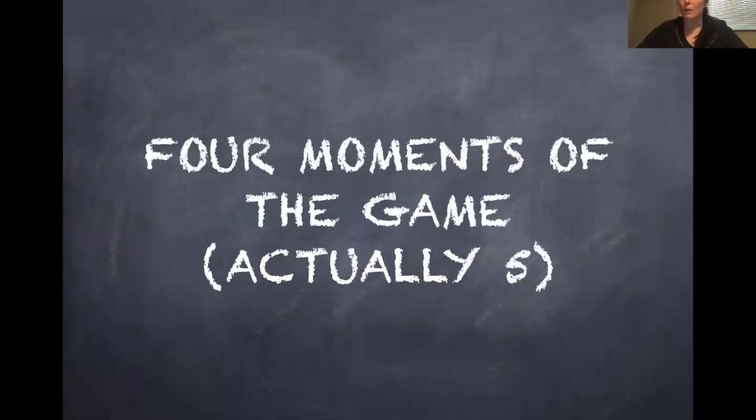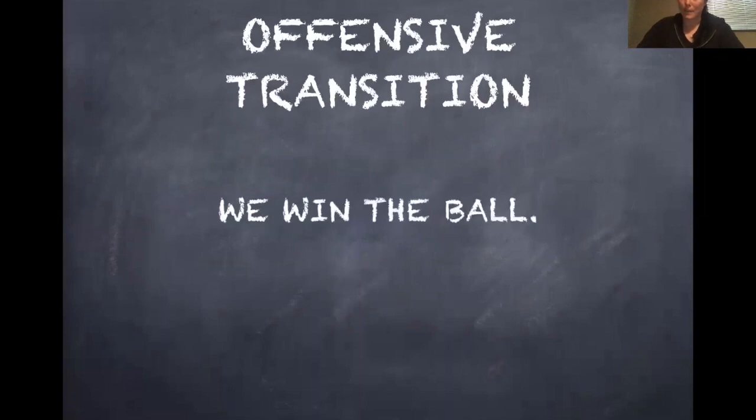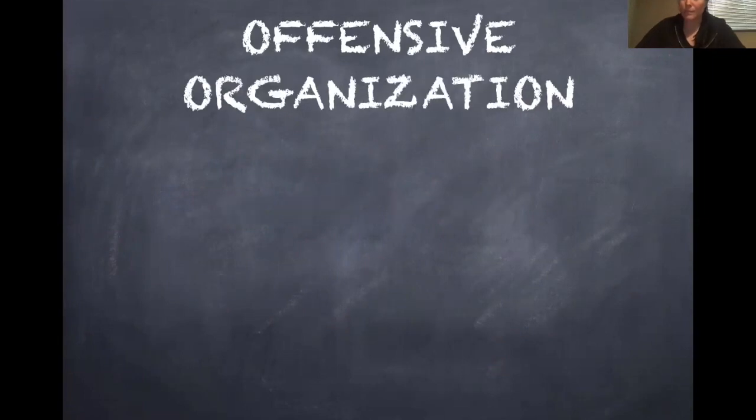Okay, so we're going to be talking about the 4 moments of the game that we hear about all the time. In my opinion, there are 5. So we'll go over what that 5th moment of the game is. So the first moment of the game is offensive transition. Okay, so we win the ball, and we're in that transition phase. Offensive organization, we have the ball and we're organized. We've secured some passes and we have organization within our offensive buildup.